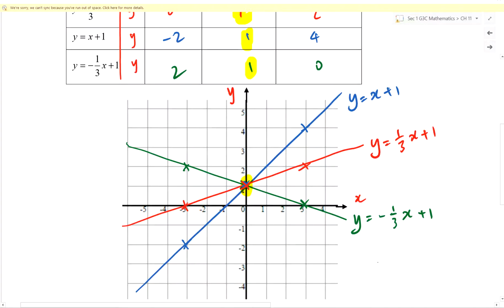Okay, so that's the gradient over here. Based on the sign, whether it is positive or negative, of the coefficient of x, I can tell straight away whether it slopes up or slopes down.